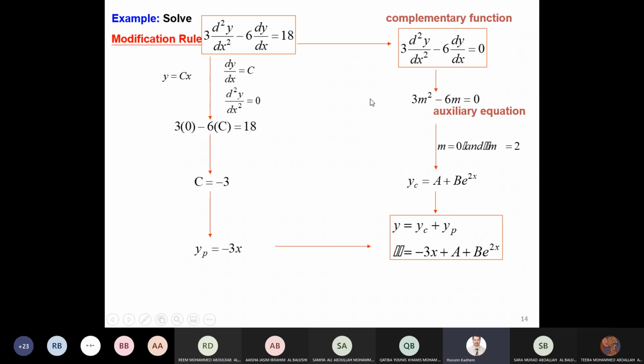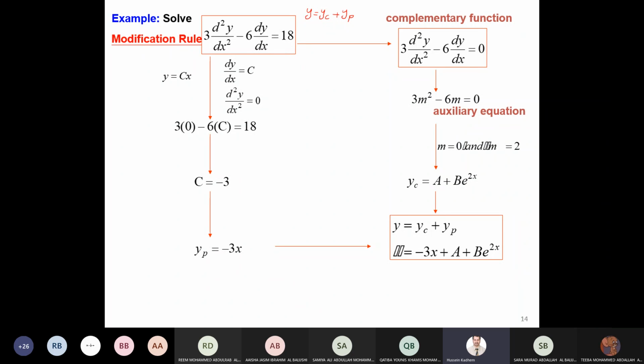Now, just to remind you, last session we've been talking about different rules used to solve second order non-homogeneous differential equations. As you remember, at the end, our solution y equals y complementary part or homogeneous part plus y particular. Now, let me solve this problem and try to explain what is the meaning of the modification rule.